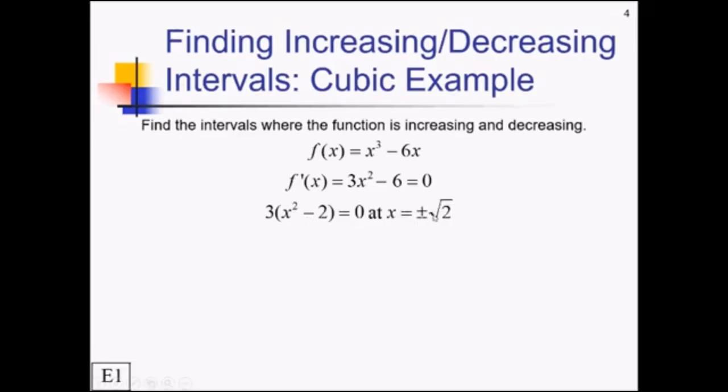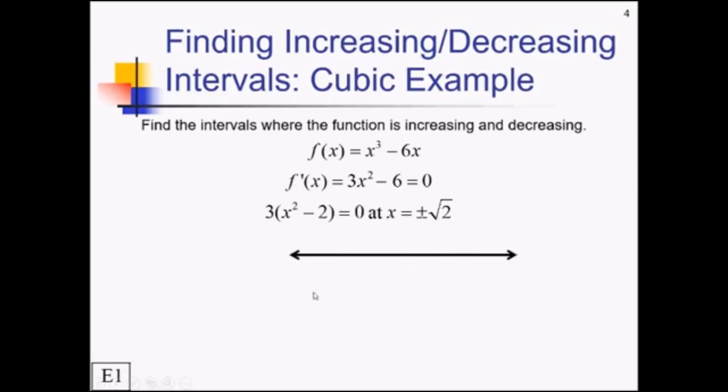Now, there's no closed interval like there was when we were doing the extreme value theorem. So on these problems, we have to consider all the critical values no matter what. So we're going to do some sign analysis now around negative and positive root 2. So here's my number line.